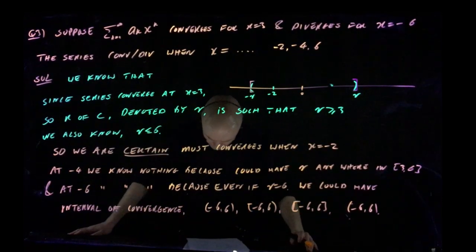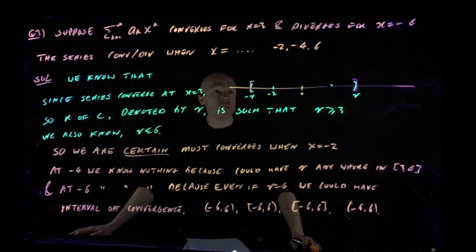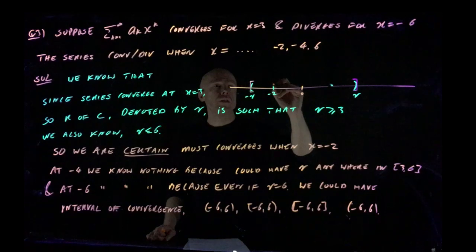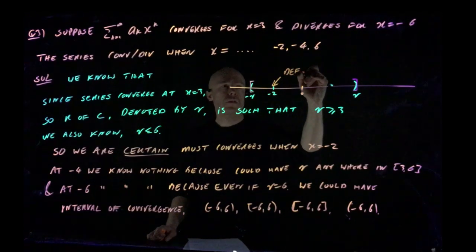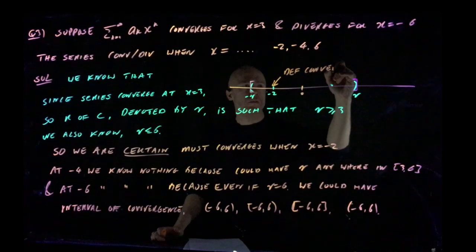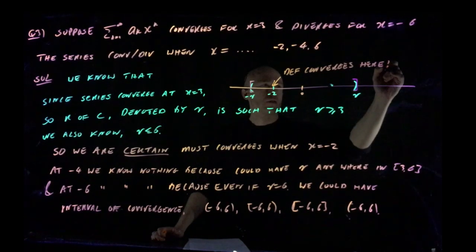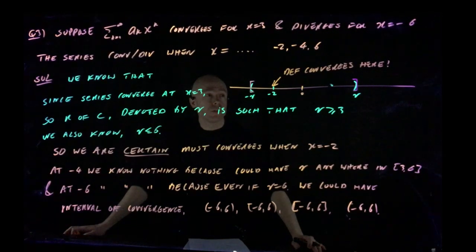The question says, which of the following is definitely true? It converges when x equals -2. Well, yes. If x is -2, then since r is bigger than 3, it definitely converges here. That's what we said, and that's true no matter what r is. B, the series diverges when x is -2. Well, that's definitely false.